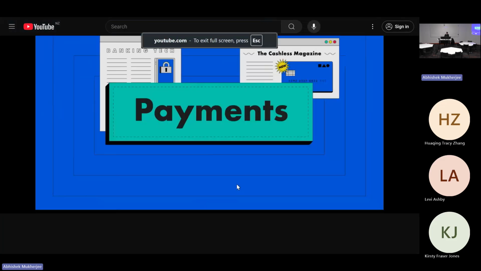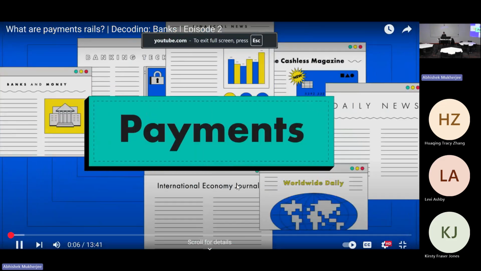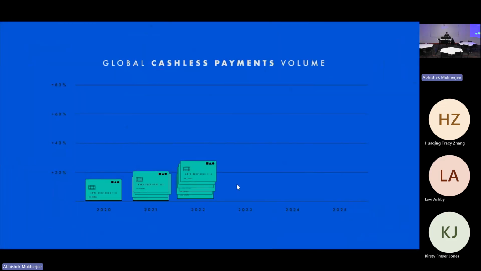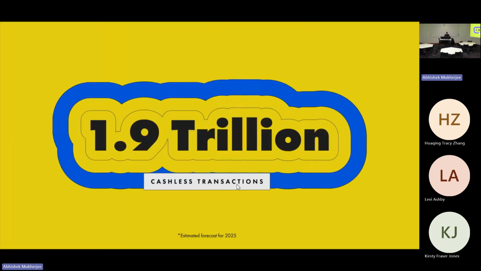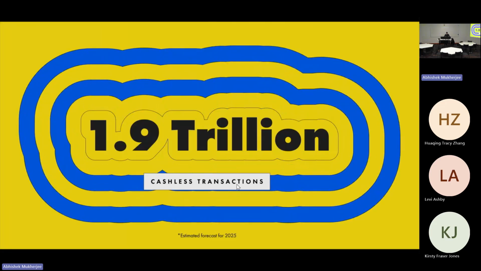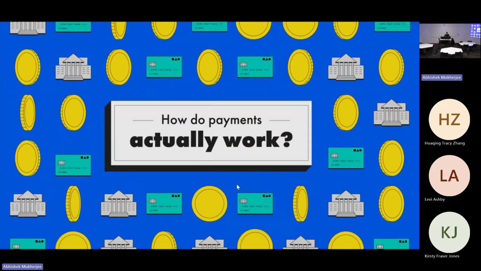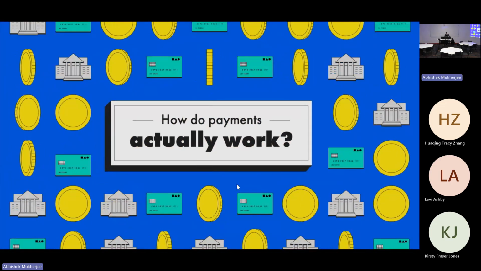Payments are in the financial news constantly, and global cashless payment volumes are set to increase by more than 80% from 2020 to 2025, up to almost 1.9 trillion transactions. But how do payments work? What goes on behind the scenes every time we tap our cards?